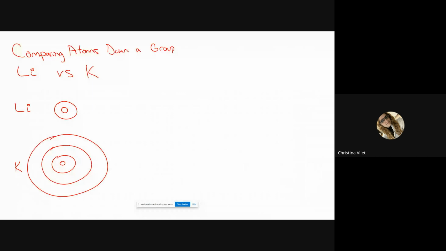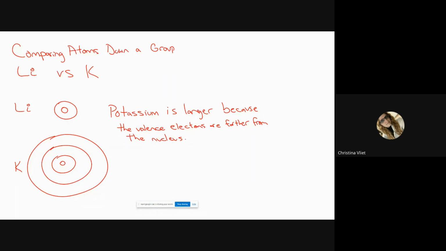Which one's larger, lithium or potassium? Potassium. So we would say potassium, or K, is larger because, the main reason, and there's actually a second reason, the valence electrons are farther from the nucleus, or you could say the outermost energy level is farthest from the nucleus. You can write a little arrow for each to see that this is definitely a bigger distance than that is.